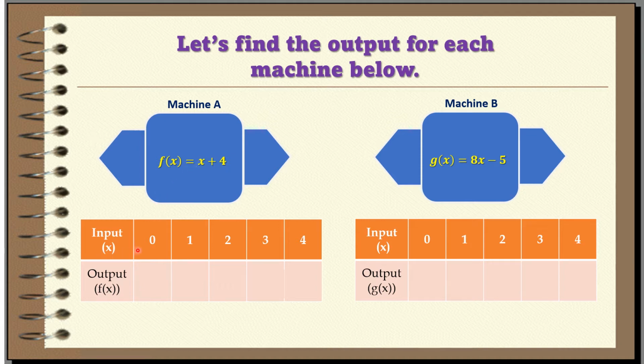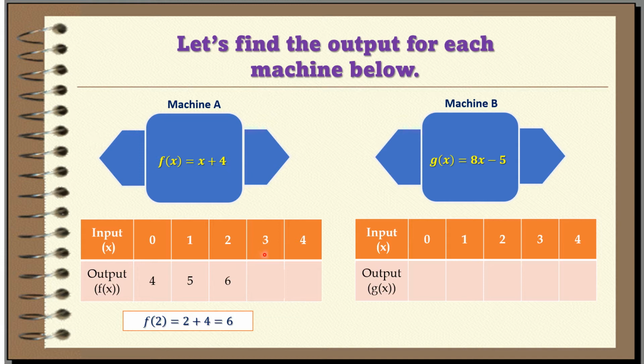When x equals 0 in this machine, we have f of 0 equals 0 plus 4, which is equal to 4. So we write 4 here. Then if x equals 1, f of 1 equals 1 plus 4, which is 5. If x equals 2, f of 2 is equal to 2 plus 4, which is 6. As you can see, we just replace the x variable with the number in the first row of this table.